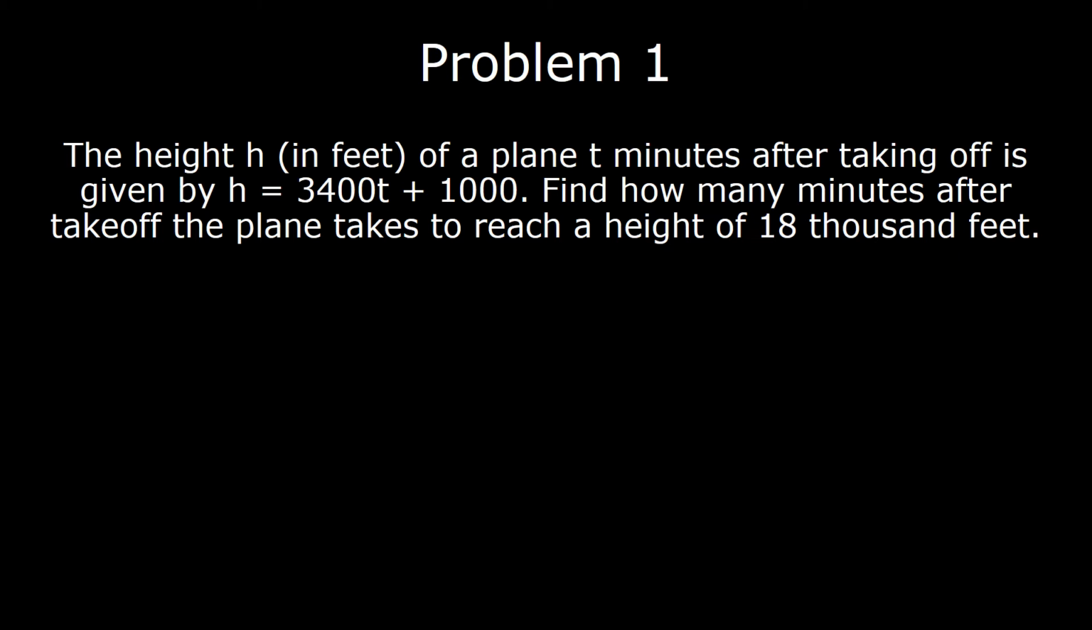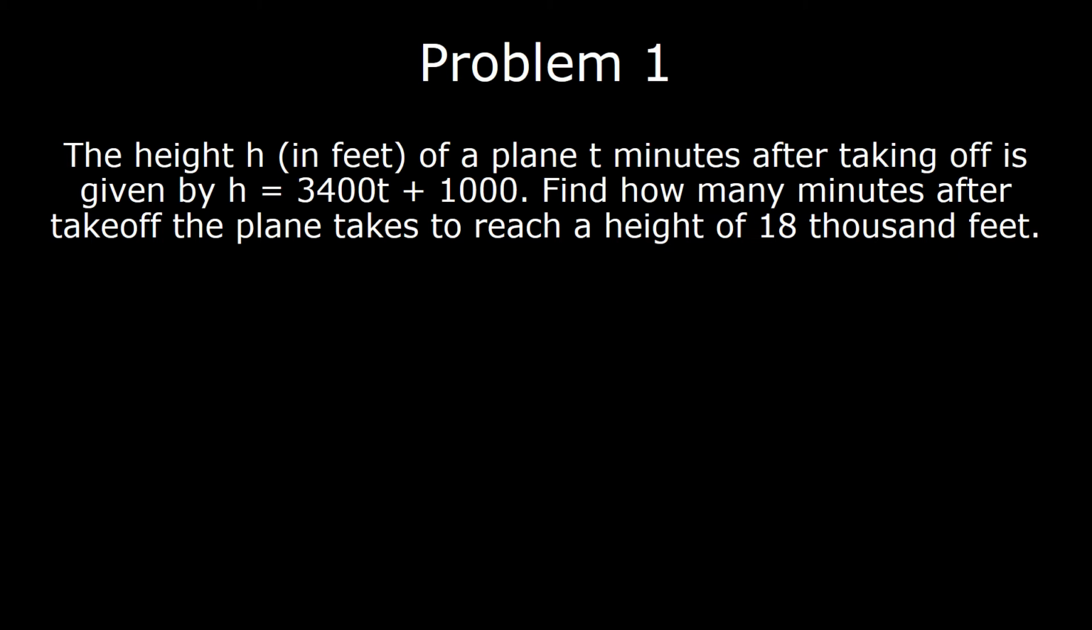So we need to find at what time, that is to say, for what value of t will the plane reach a height of 18,000 feet? That is to say, will the value of h be 18,000? Now, interestingly enough, this question has given us an equation itself, which is h equals 3400t plus 1000. Now we need to find t, so the time is unknown, but we've been given a value of h, that is 18,000 feet.